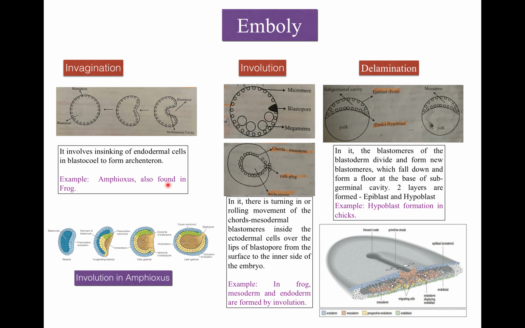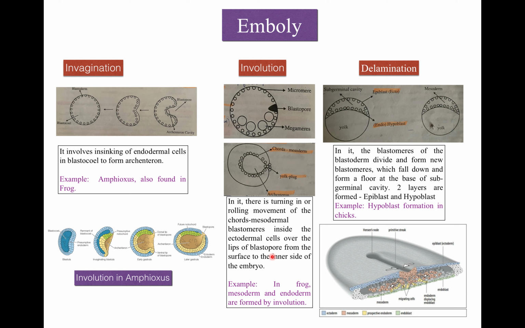Example, Amphioxus, or it is also found in frog. So here you can see invagination in Amphioxus. So this is a blastocele, it is a blastula, this is a blastoderm. So there is an infolding of cells. Then because of this infolding of cells, one cavity is formed which is known as archenteron, and here is a blastopore. This is the archenteron cavity. So this is invagination.